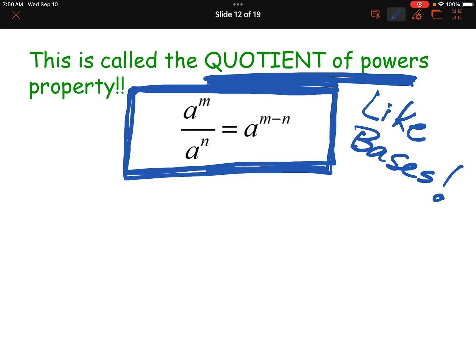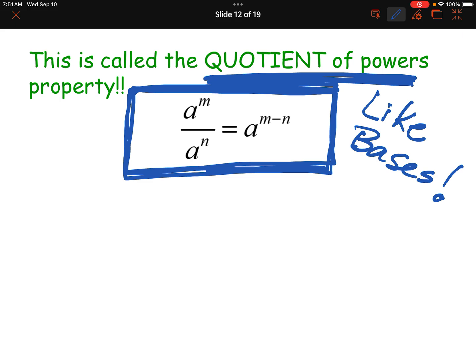Hopefully that's sort of making sense. When we had product power, we had the same bases and we were multiplying them. We added because multiplication is repeated addition. Here we have division, and when you think about division, it is repeated subtraction. So it's all very much related.